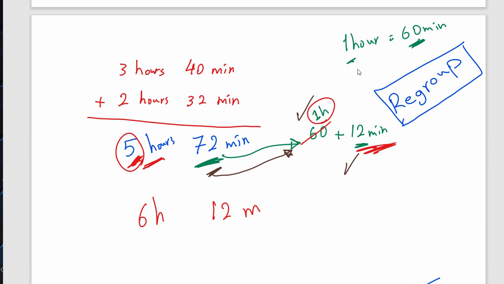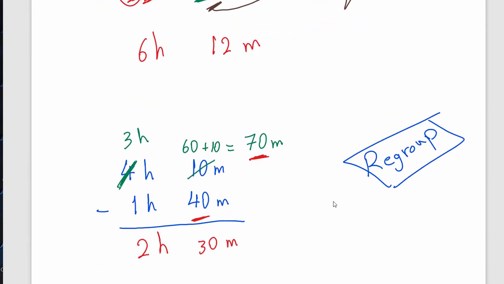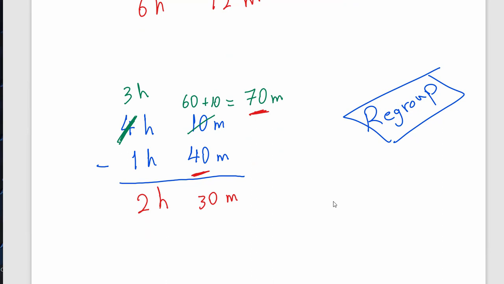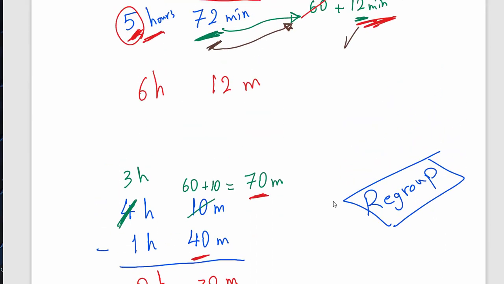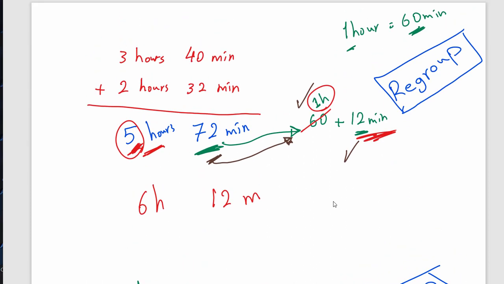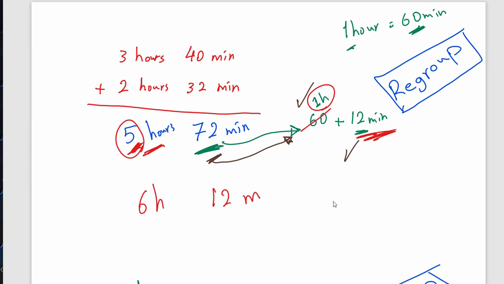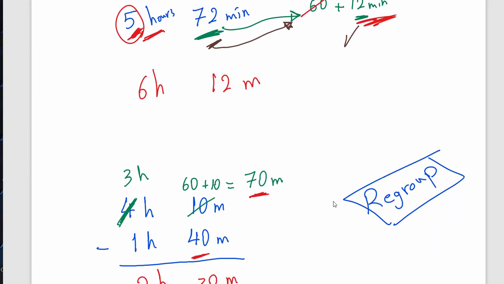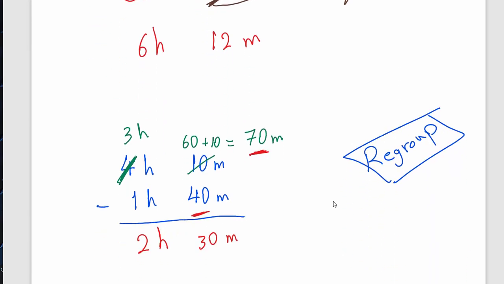In addition, we regroup after the solution, after finding the sum. But in subtraction, we do it before we subtract. So in addition, we regroup after adding the two times, and in subtraction we do it before we subtract. Any questions?